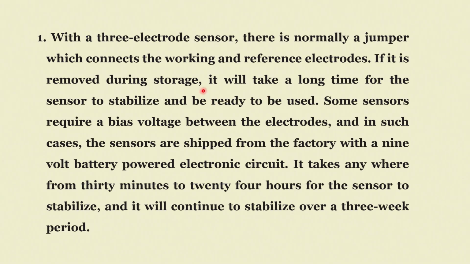So, if the jumper is removed, it will take a long time for the sensor to stabilize, and it will be a long time before it can be used. Some sensors require a bias voltage. Jumper means basically a short connector connected with a wire or something. Okay. So, we have the bias voltage. We just give a little push, and then the electrochemical sensor will start working.